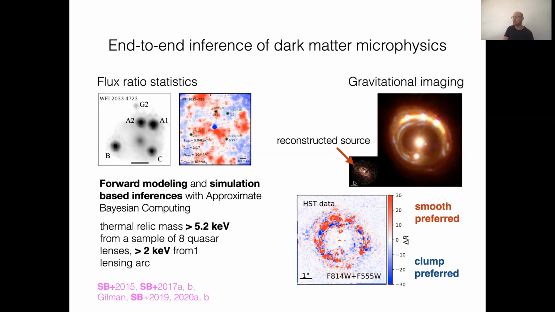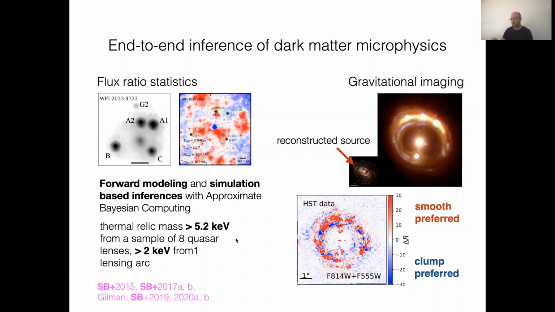So this we can do on imaging data, as we've done in the past, and then pushed over the last few years by, in particular, Daniel Gilman in forward modeling flux-ratio statistics. So how the ratios of different magnifications in quadruply lensed quasars imprint the statistics of the underlying dark matter structure. So our current constraints: about 5.2 keV can be ruled out with 8 quasars alone.